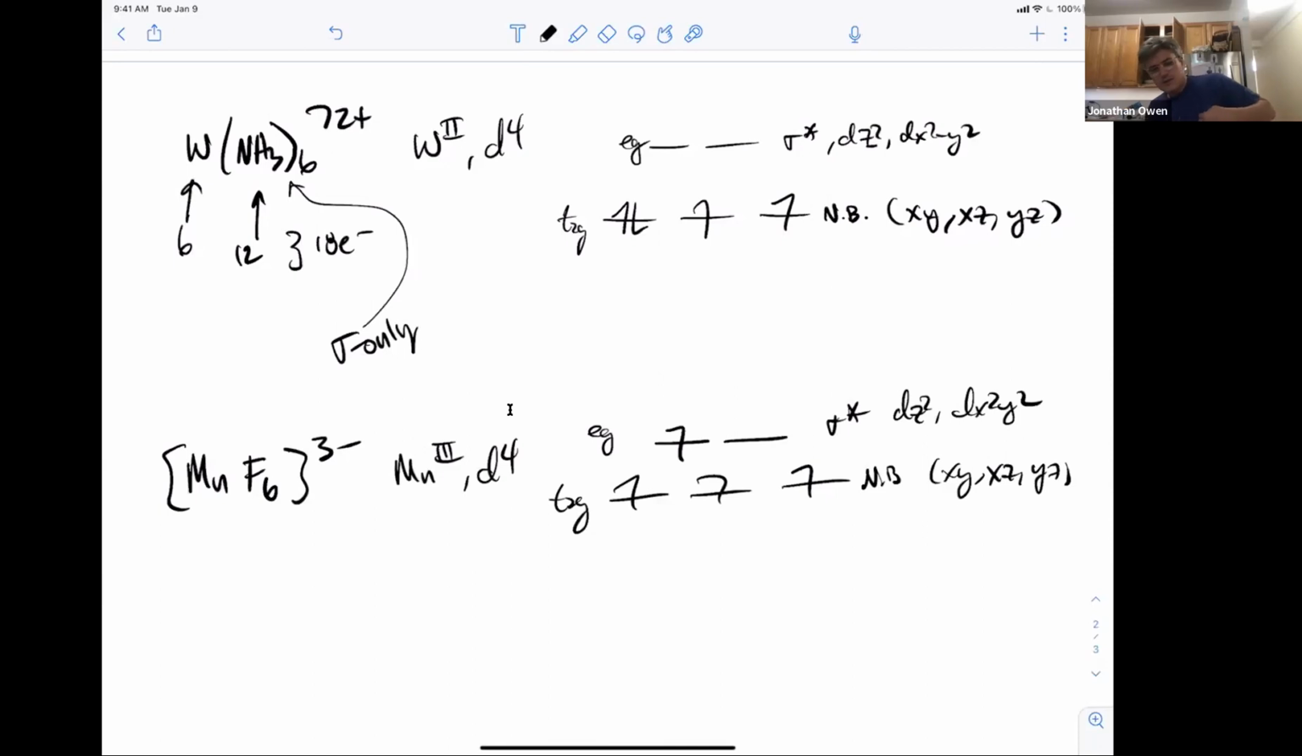Okay, so dz squared and dx squared minus y squared are the sigma antibonding levels, and now they have 1 electron in them. So the molecule is in a position to relax.